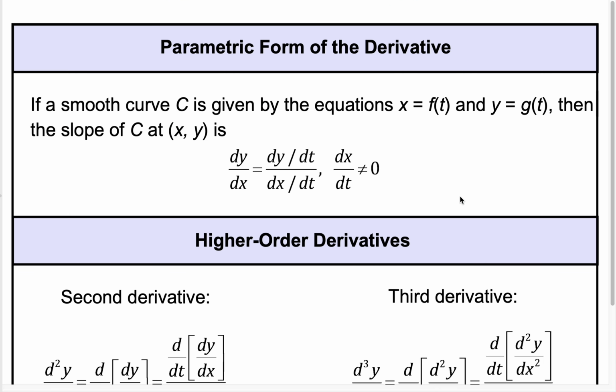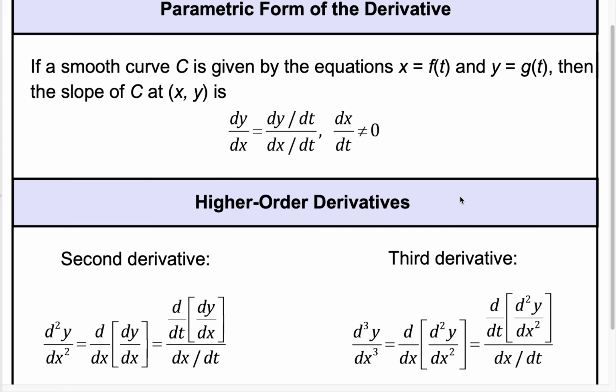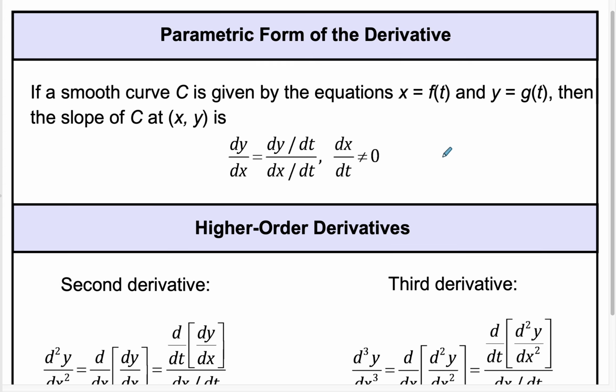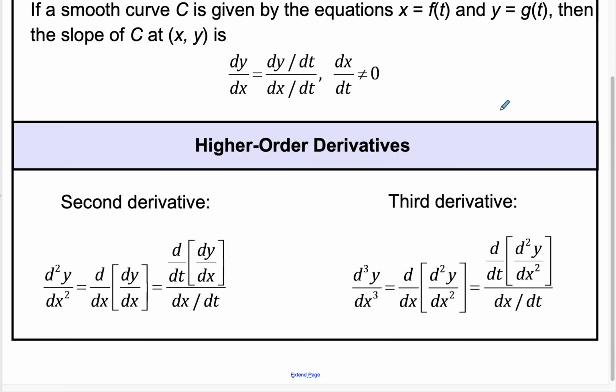Moving on. All right. So we've talked about how to find dy/dt, how to find dx/dt, which are just derivatives with respect to t. But now we're going to find the parametric form of the derivative. So if we have a smooth curve C, and it's given by these equations listed, then the slope of C at (x, y) is going to be dy/dx, and the formula for that will be dy/dt over dx/dt. And we have to make the assumption that dx/dt cannot equal 0.